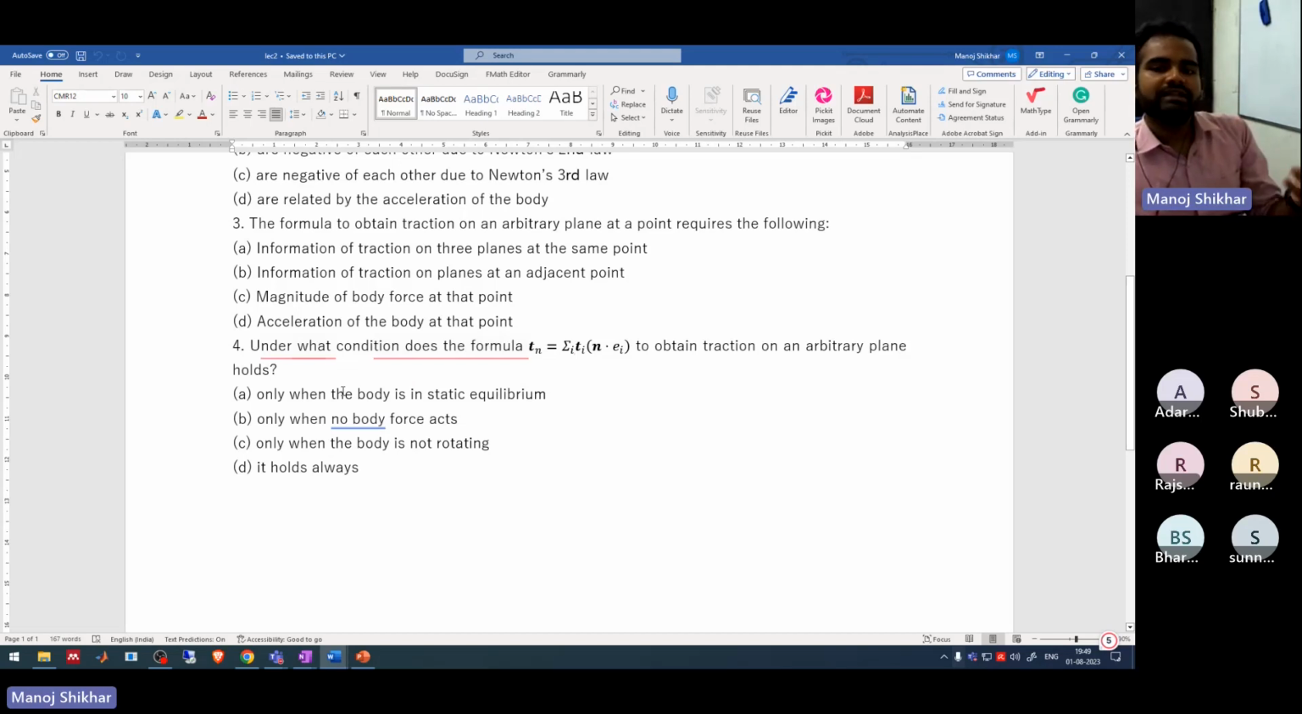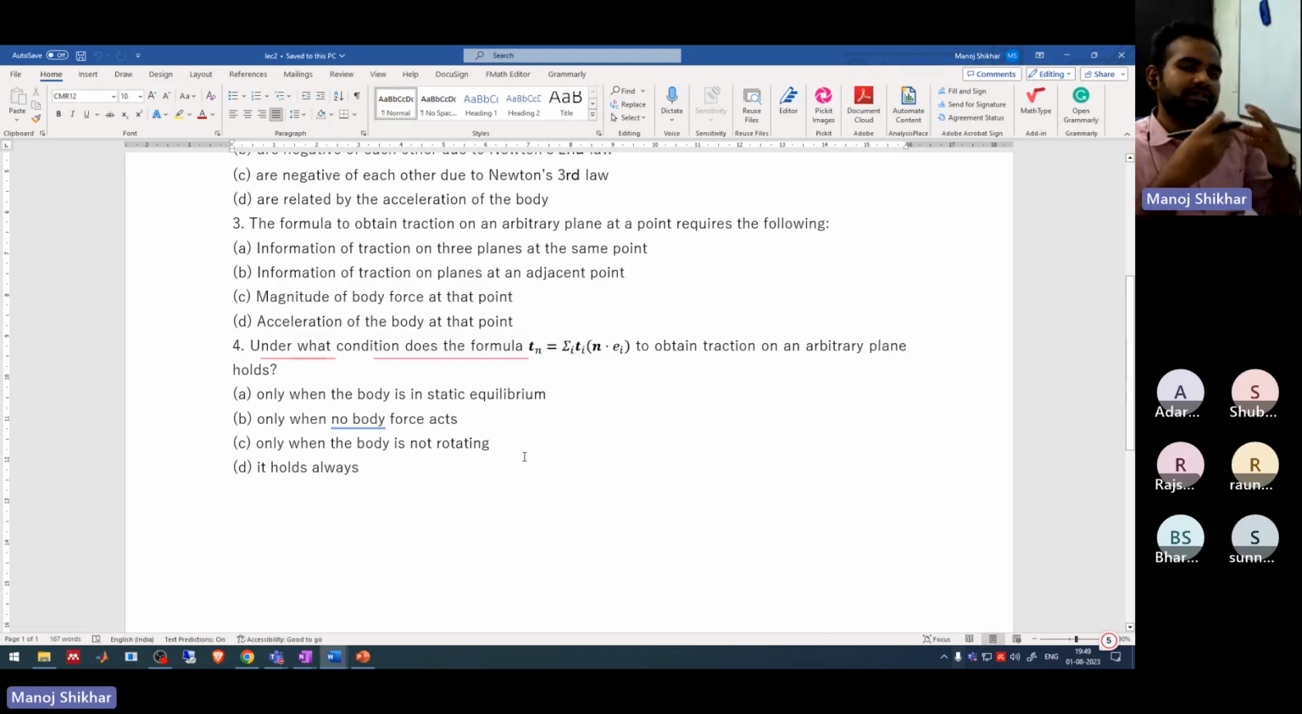It doesn't matter if the body is accelerating or not. This formula will hold only when no body force is acting. False, this is also not true. Only when the body is not rotating. False, this is also not true.